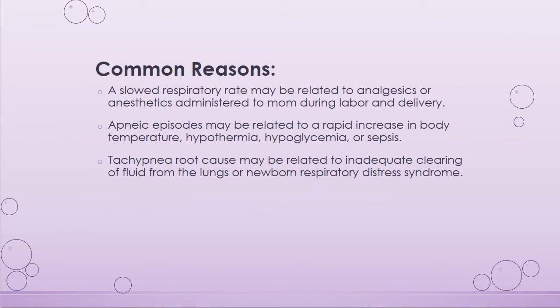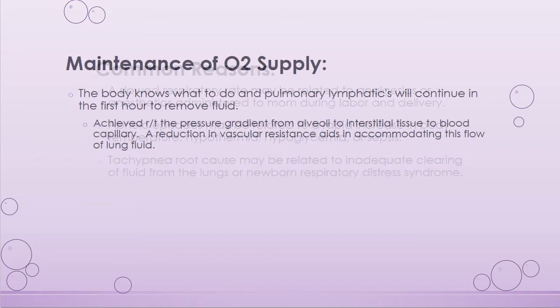Some common reasons that they might be experiencing some respiratory distress. You are looking at a slowed respiratory rate that may be related to analgesics or anesthetics administered to mom during labor and delivery. Apneic episodes that may be related to a rapid increase in body temperature, hypothermia, hypoglycemia, or sepsis. Tachypnea could be a root cause related to inadequate clearing of fluid from the lungs or newborn respiratory distress.